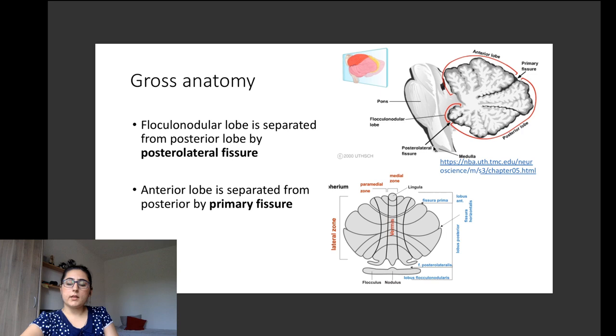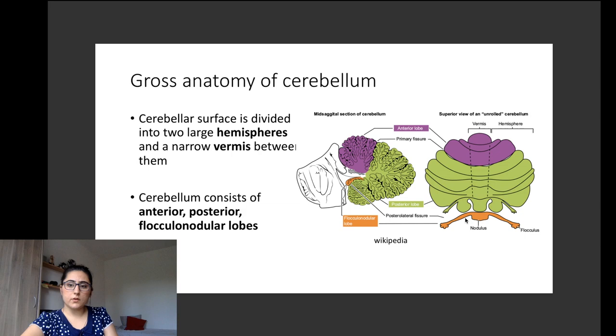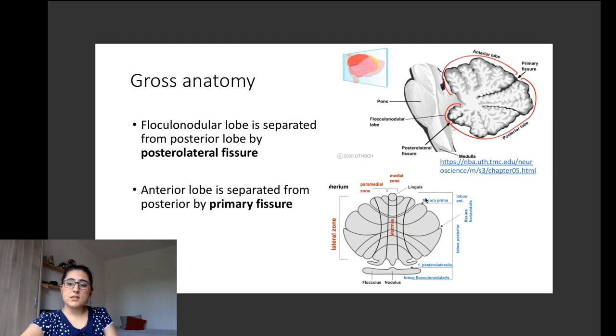And again, the views. This is my sagittal view. This is how it looks on the sagittal view. If I'm looking at it from the posterior view, the same fissures, the primary fissure, the posterolateral fissure, this guy and this guy, they look completely different, right? So just make sure you look at the same structure from different views, to really know the structure. All right.